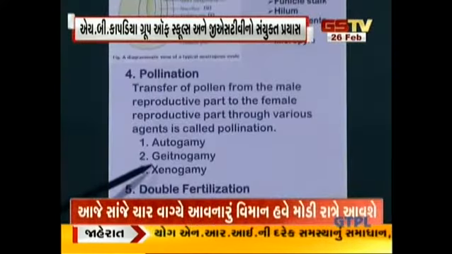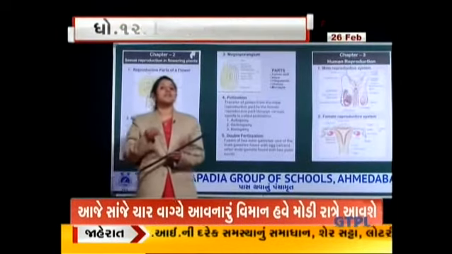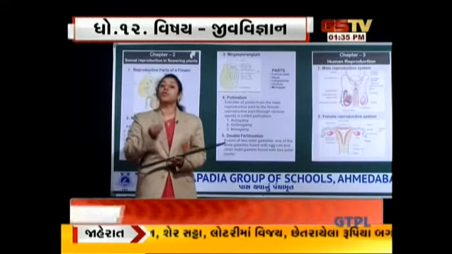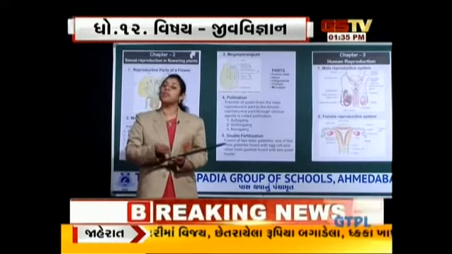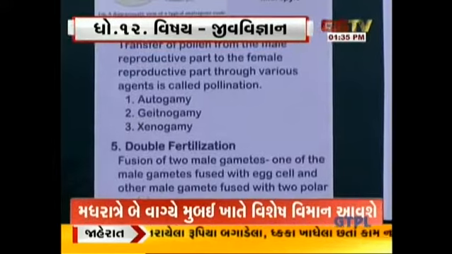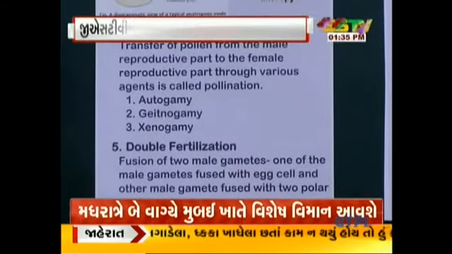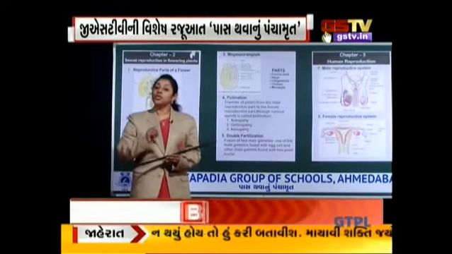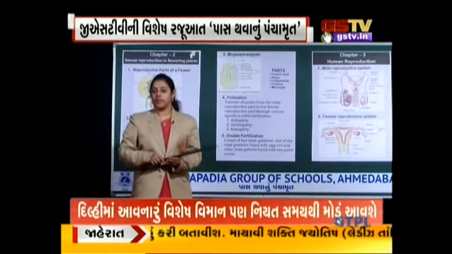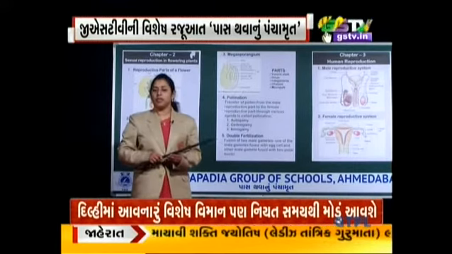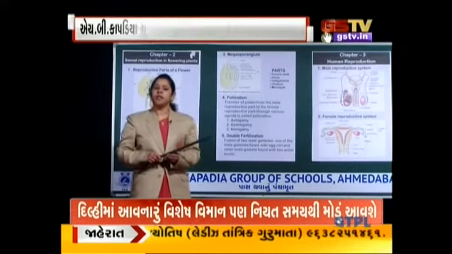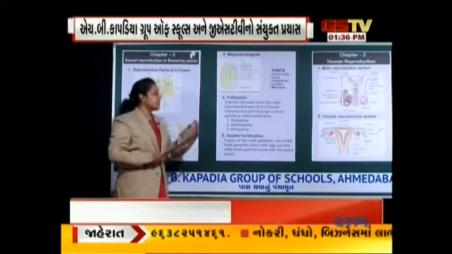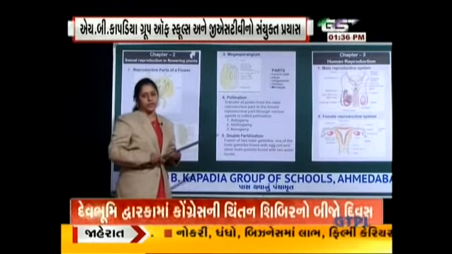The first one, autogamy. If this transfer is occurring within the same flower, that is called autogamy, because auto means self. So it is a type of self-pollination. Now, second one, geitonogamy. If the transfer of pollen grain is occurring between 2 flowers of the same plant, it is called geitonogamy. It is a type of self-pollination, but as the flowers are different, it is considered to be a cross-pollination also.